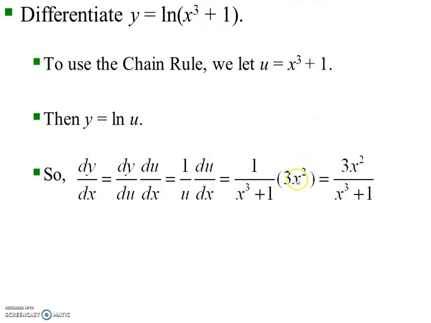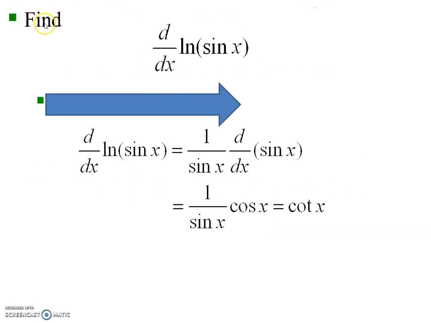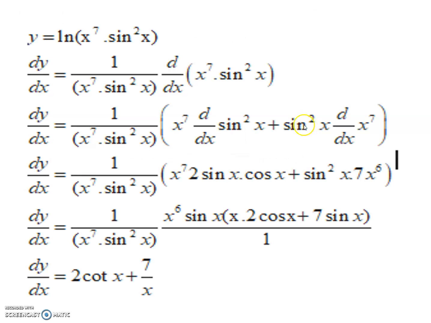Derivative of x cube is 3x square, derivative of 1 is 0. So we simplify: 3x square is equal to x cube plus 1. Now next example, derivative of ln of sin x. Derivative of log sin x is 1 upon sin x into derivative of sin x. Derivative of sin x is cos x. So cos x upon sin x is cot x.